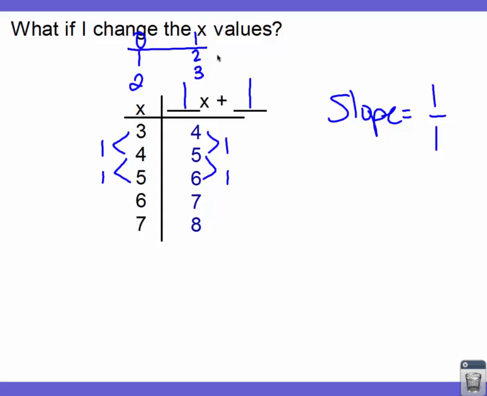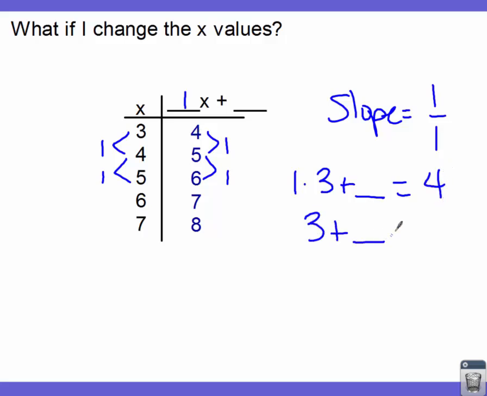Now that's one way to find your y-intercept, but there is a second way. The second way works like the way we've been checking our answer. If I don't know what this y-intercept value is, I just take one of my x values and plug it in and see what works. So in this particular one, I'm going to take the 3. So I'm going to do 1 times 3 plus what is going to equal 4? So 3 times 1 is 3. So 3 plus what's going to give me a 4? 3 plus 1. So there's the value that I need.